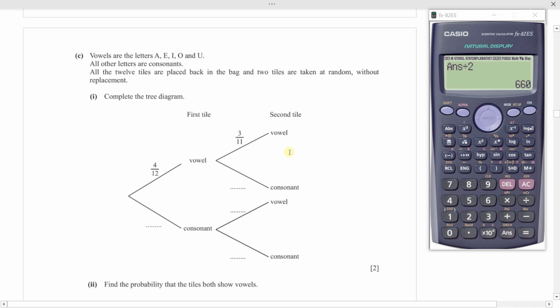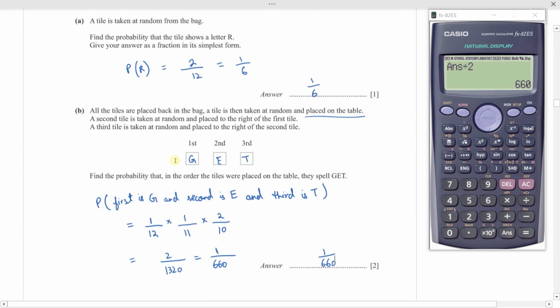Part C: vowels are letters A, E, I, O, U. All other letters are consonants. All the 12 tiles are placed back in the bag and 2 tiles are taken at random again without replacement. Complete the tree diagram below. So when you're picking the first tile, for vowels you have a probability of 4 by 12. So we can confirm that as well.